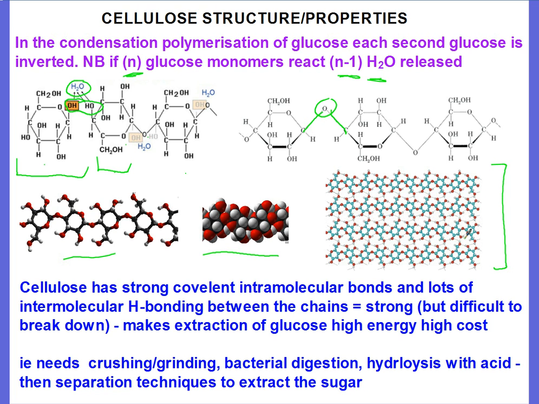chains. So cellulose has got strong covalent, not covalent, it's covalent intramolecular bonds, and lots of intermolecular hydrogen bonding between the chains, which means cellulose is very strong, but it's also difficult to break down, which makes extraction of glucose high energy and high cost.